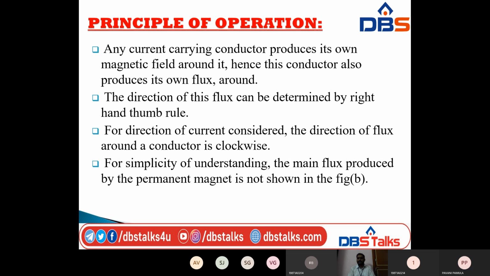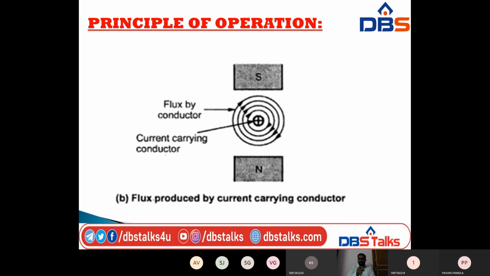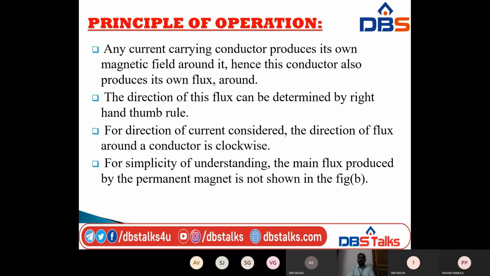Next, any current carrying conductor produces its own magnetic field, that means flux, around it, that means in circles. If you see this diagram, you will understand. There is a conductor placed in a hole and a plus mark is there. That is the current carrying conductor, and around the conductor we have some circles. Those are the flux lines. These flux lines are produced by the current carrying conductor only. Hence this conductor also produces its own flux, as in the earlier figure.